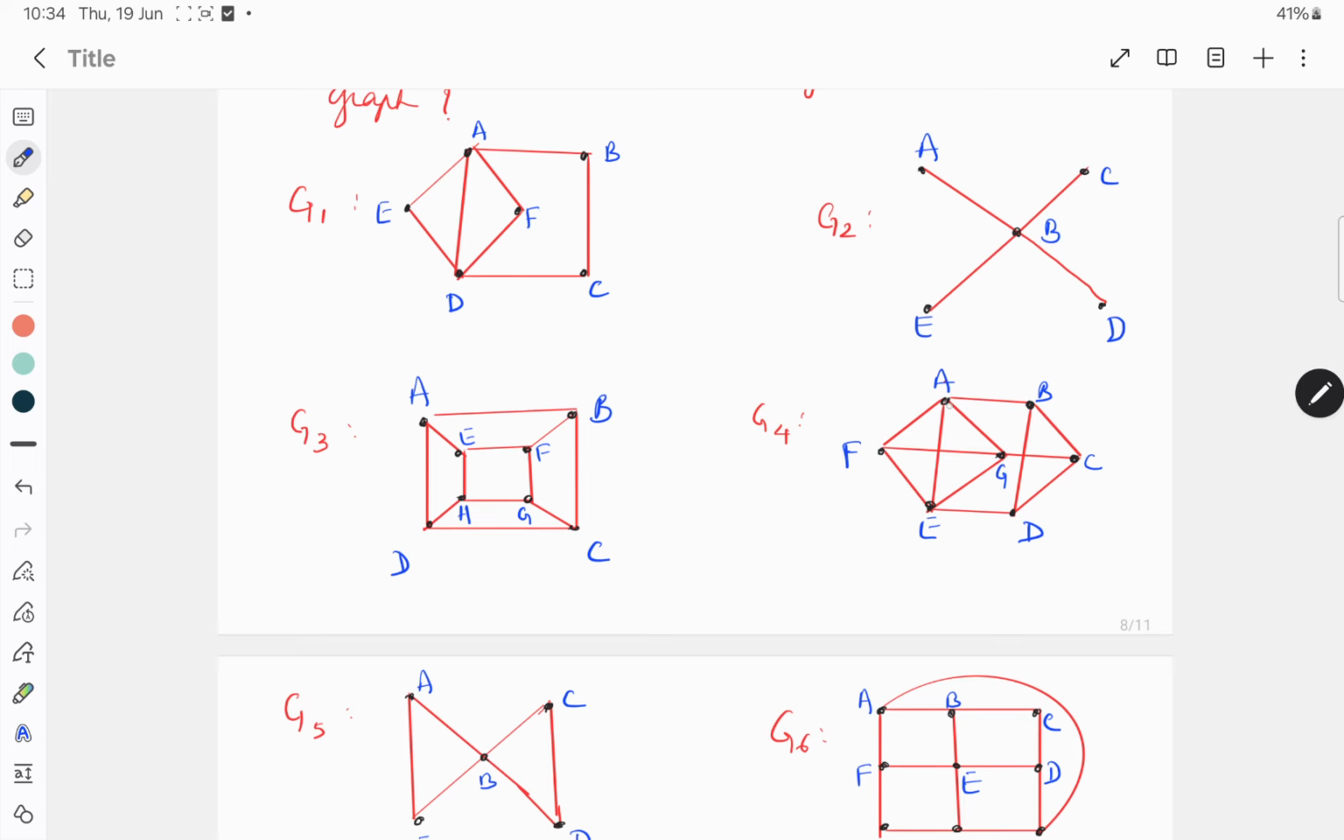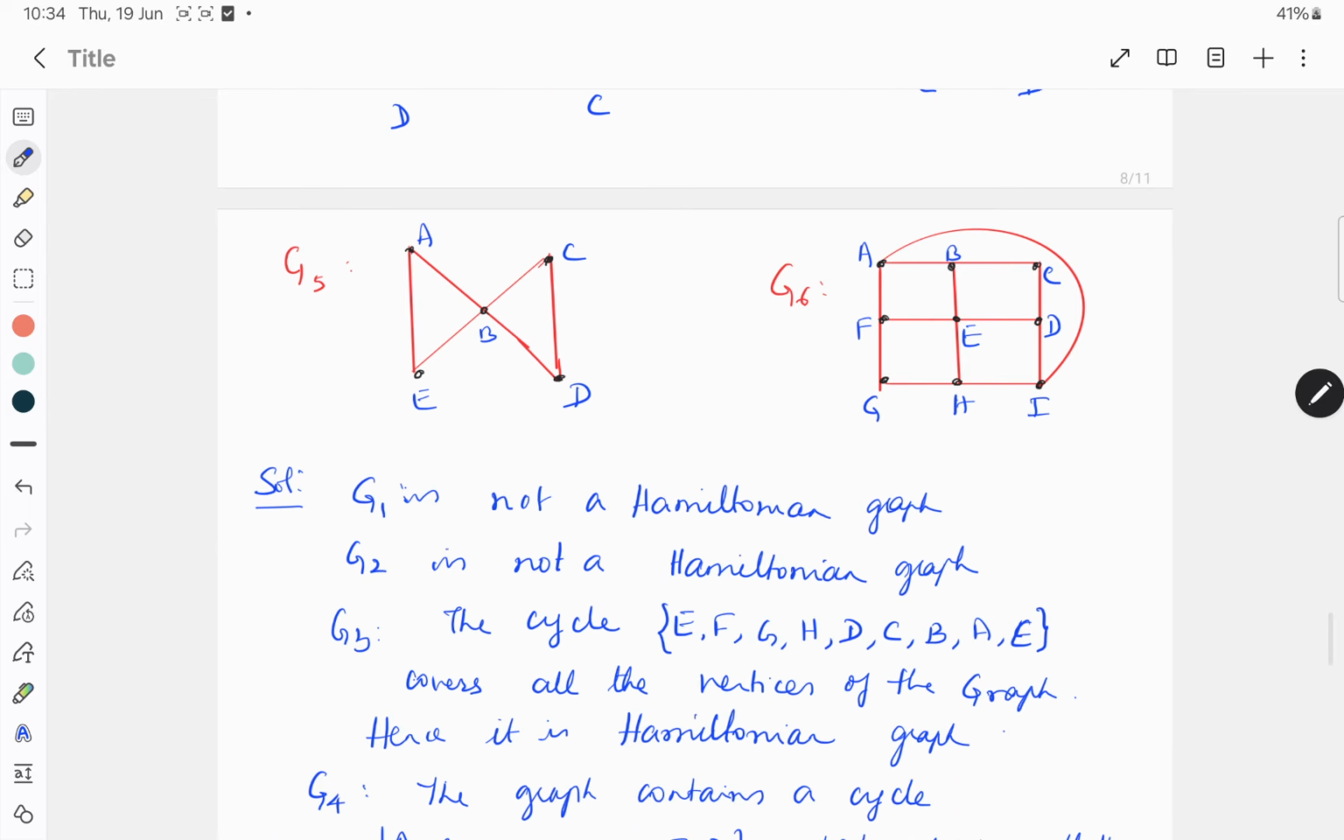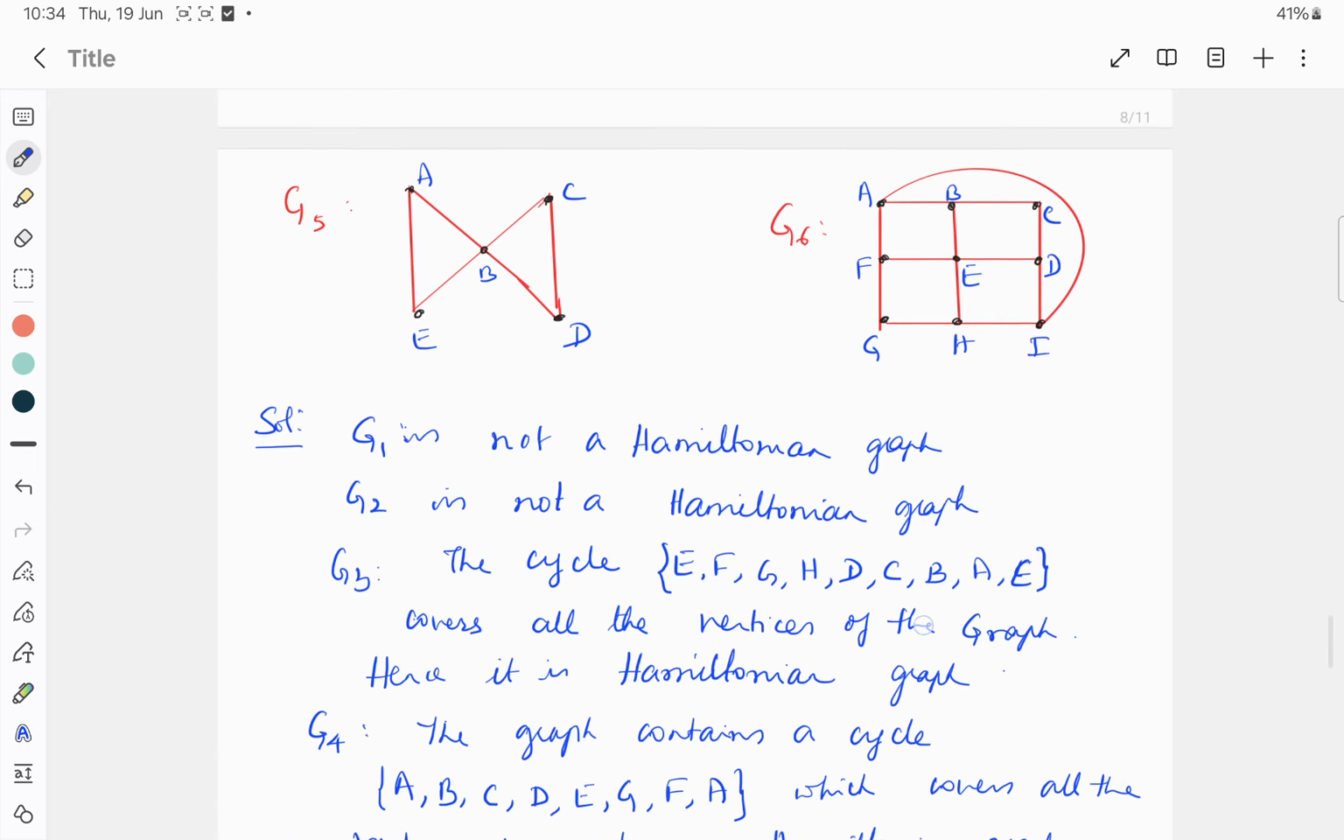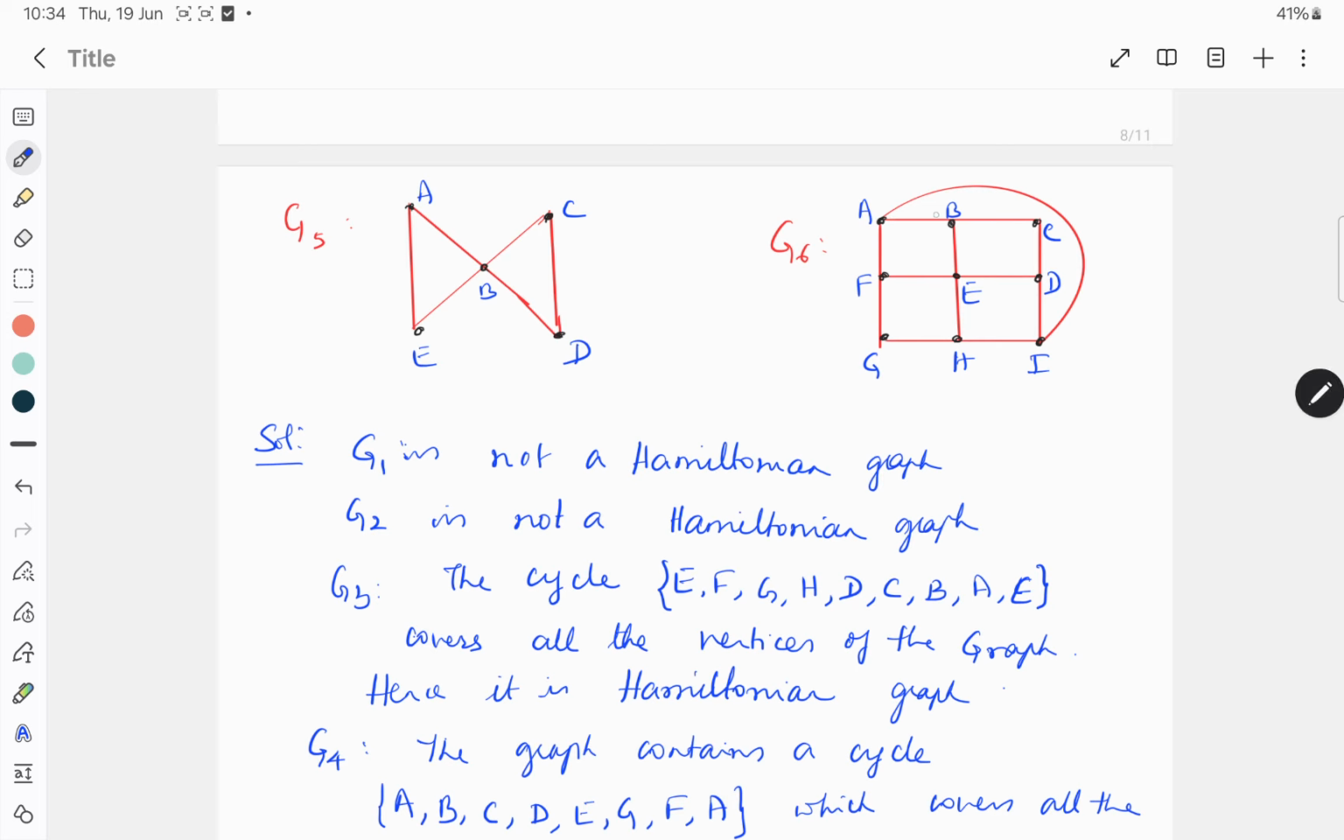Then G4. I'll start from A, B, C, D, E, G, F, A, and therefore it is a Hamiltonian graph. Next, G5. G5, A, B, D, C. Again I am coming back to B. So it is not a Hamiltonian graph. Then G6. A, B, C, D, E, F, G, H, I, and we have an edge connecting A and I, so I can come back to A. So this is a Hamiltonian graph.